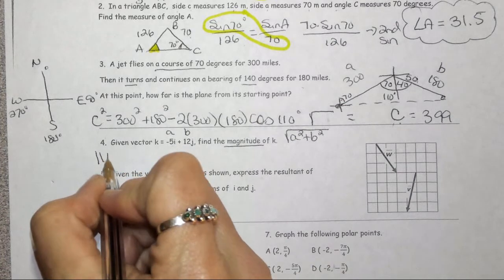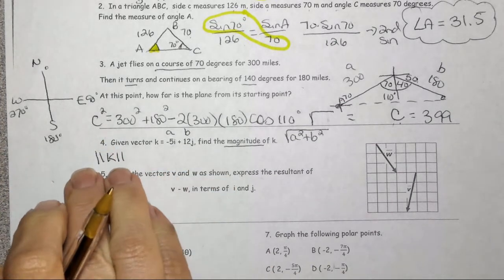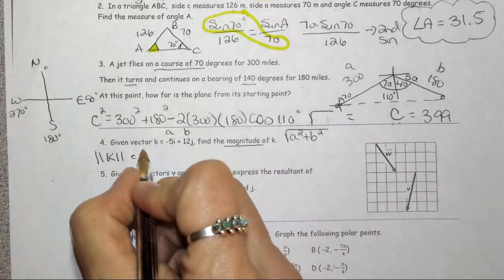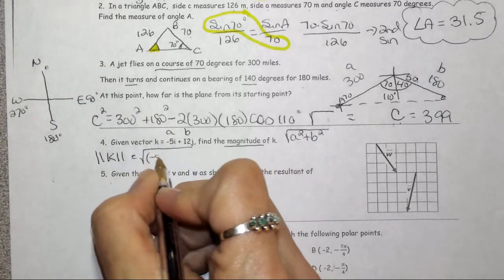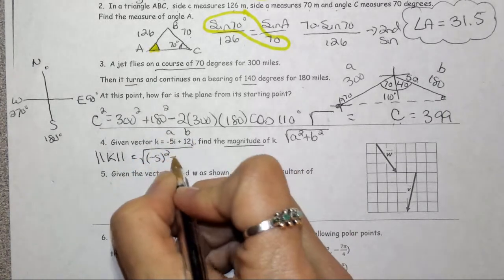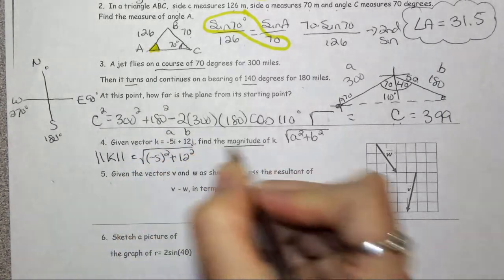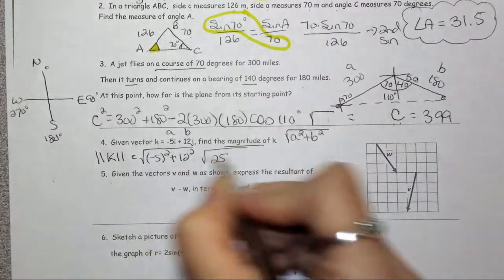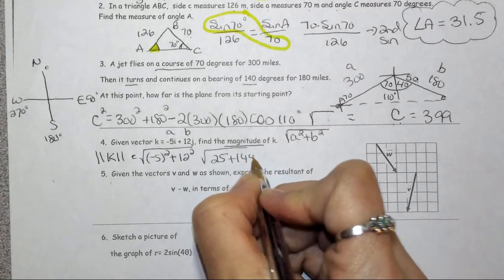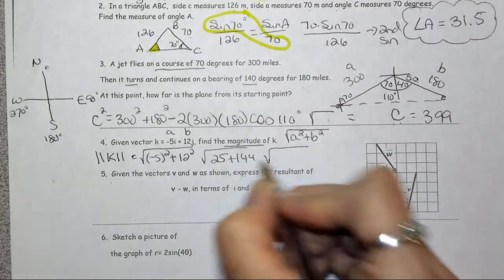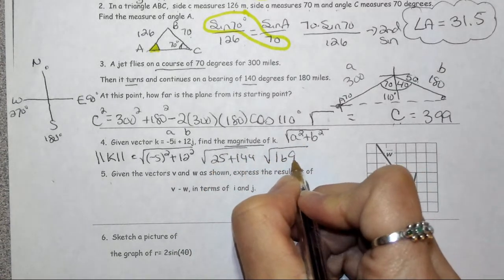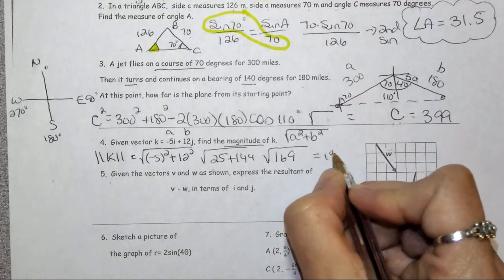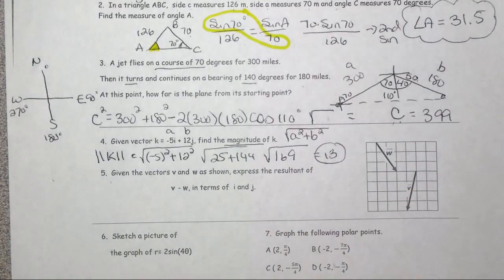So to find the magnitude of k, and this is the notation that we use, you're going to take the square root of (-5) squared, notice I put it in parentheses, plus 12 squared. Well, (-5) squared is 25. 12 squared is 144. 25 plus 144 is 169. And the square root of 169 is 13.